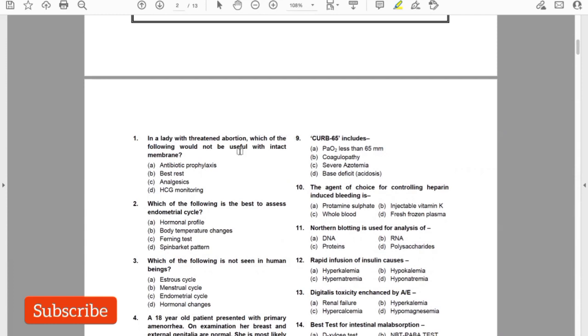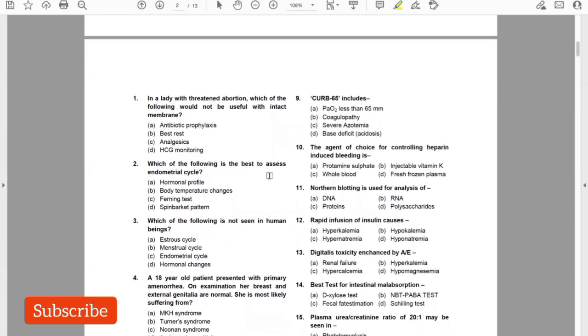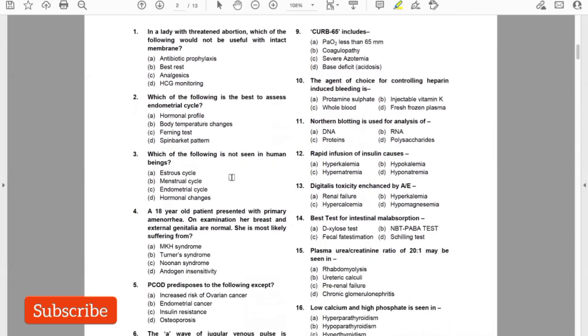So let's start. In a lady with a threatened abortion, which of the following would not be useful with intact membrane? The answer is antibiotic prophylaxis. Which of the following is the best to assess the endometrial cycle? Answer is hormonal profile. Which of the following is not seen in human beings? Answer is estrous cycle.